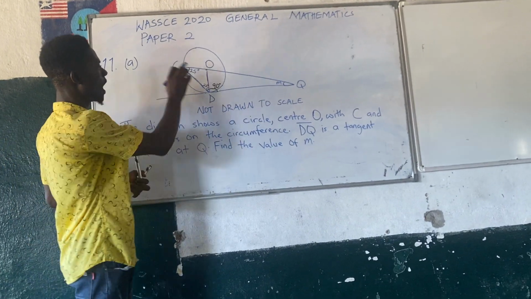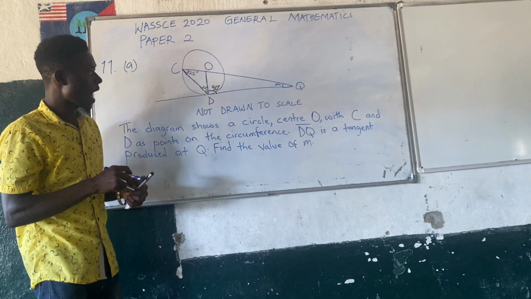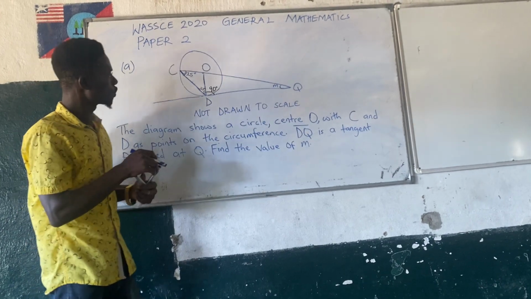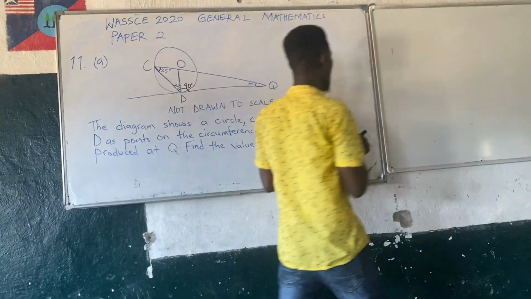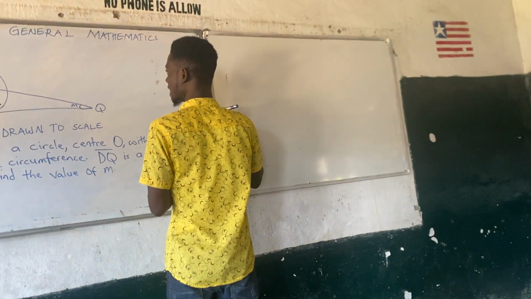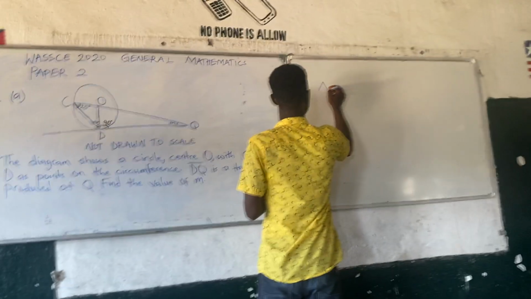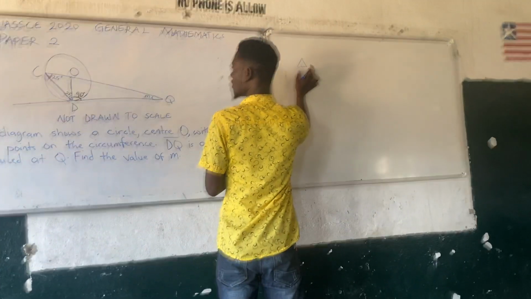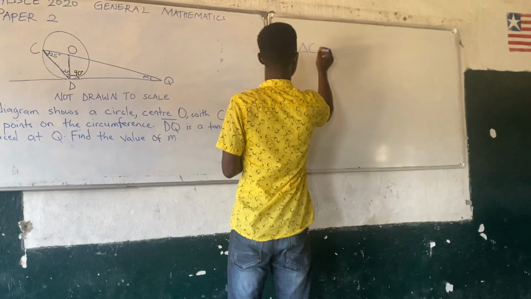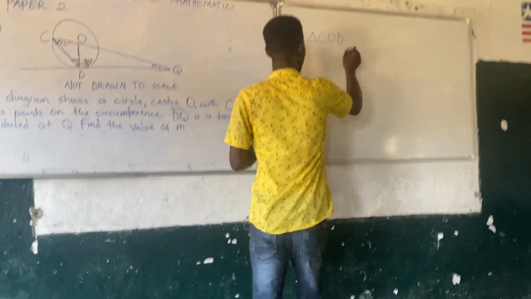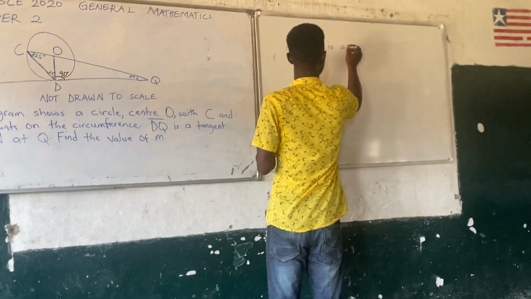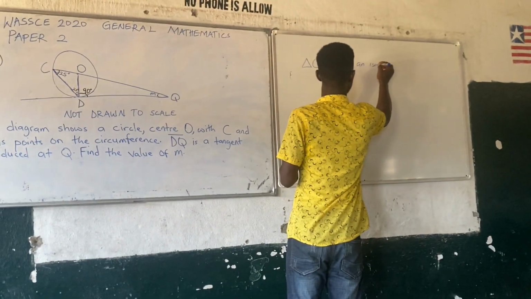So then, what we've written in the diagram has to be expressed to justify our theorems. So we start here by saying that the triangle COD is isosceles.